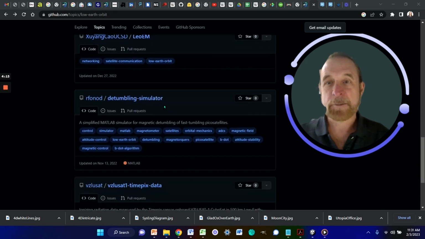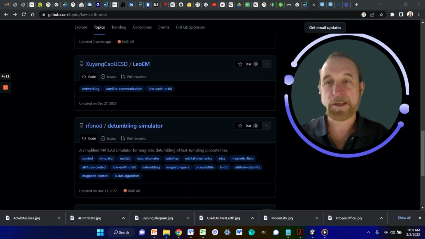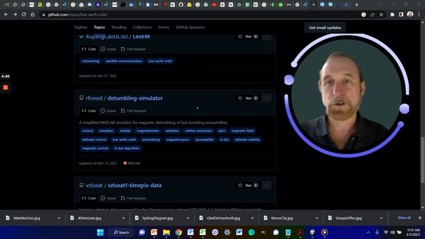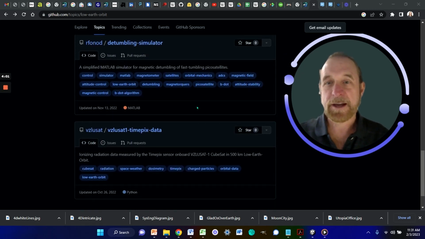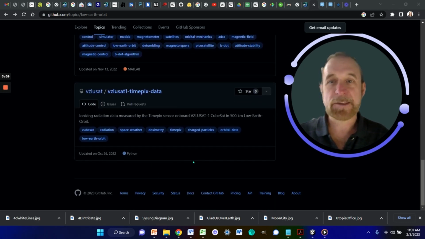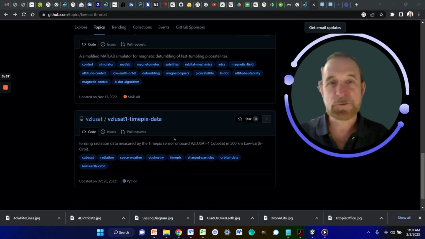There's another MATLAB one that has no code in it yet. This is a placeholder of some sort. Who knows what they'll put in there? MATLAB again, Python again. So for this one topic, it's basically half and half MATLAB and Python.